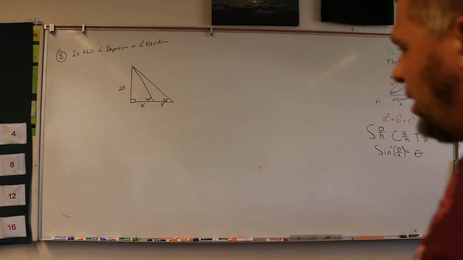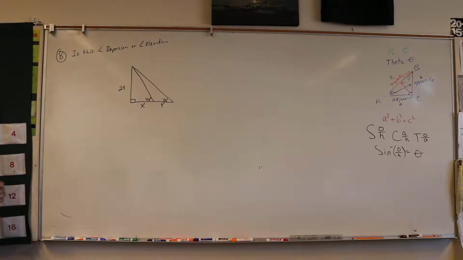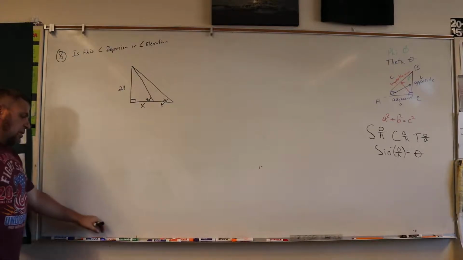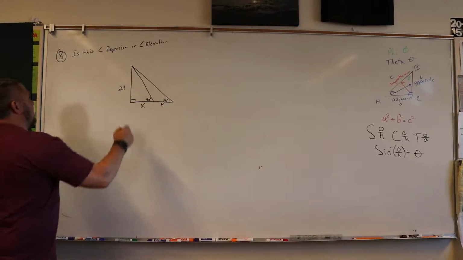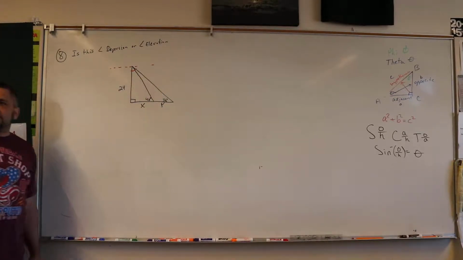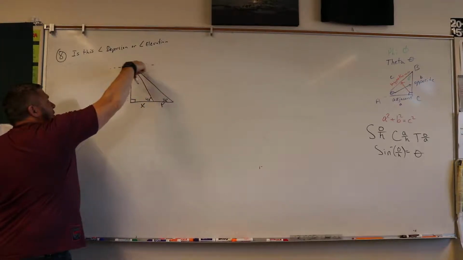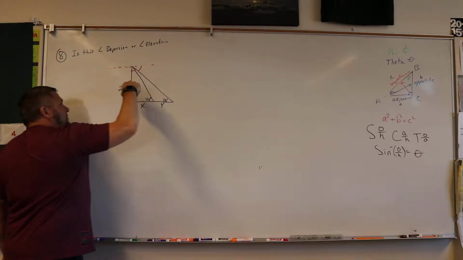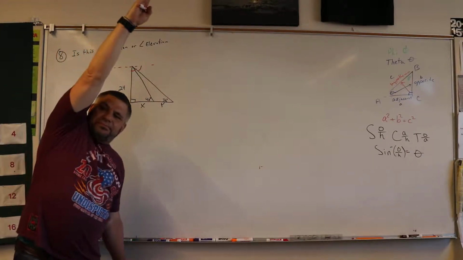Alright, so is this angle of depression or elevation? Well, they didn't really have an angle set up for us. That was my fault. So we're just going to describe what this is. Here's how it works. If this is the angle we're talking about, then we're going to ask, if we draw a line like this, is this angle going down or is this angle going up?